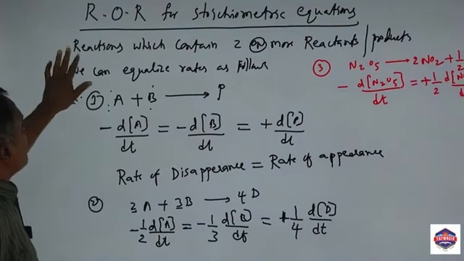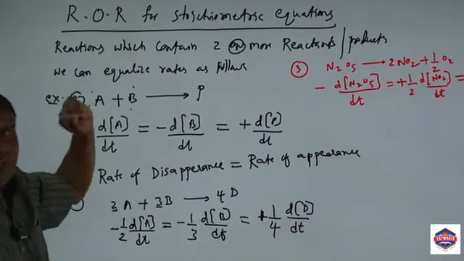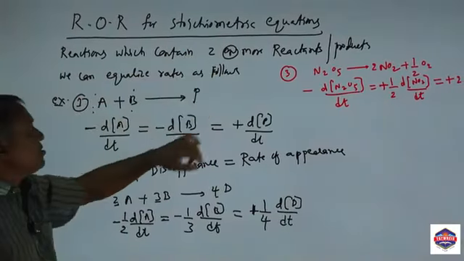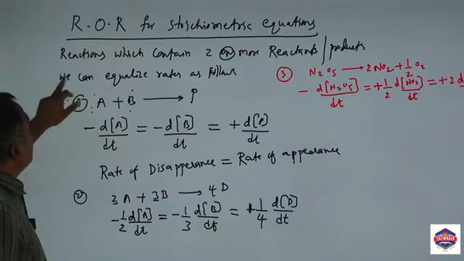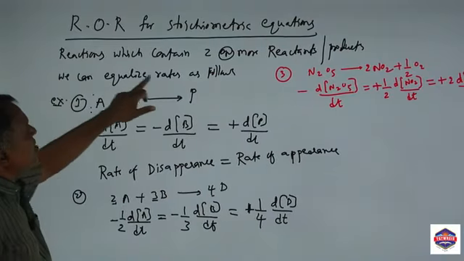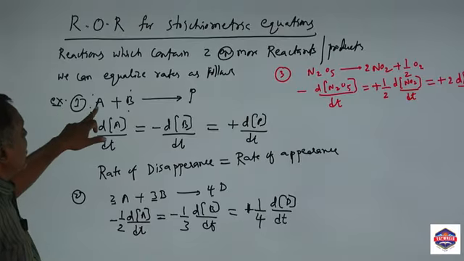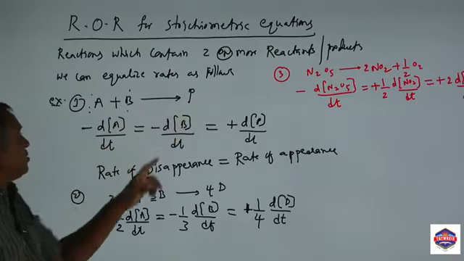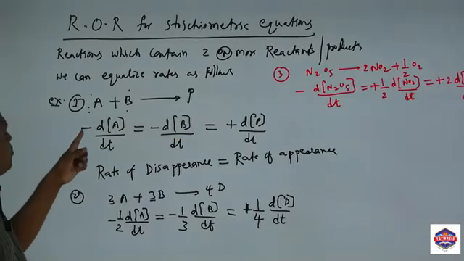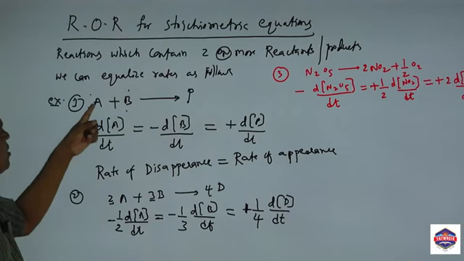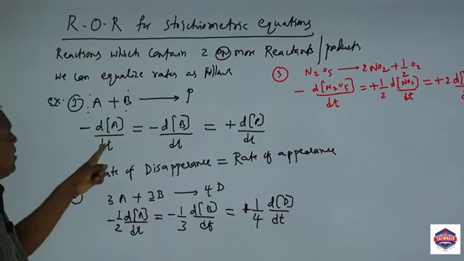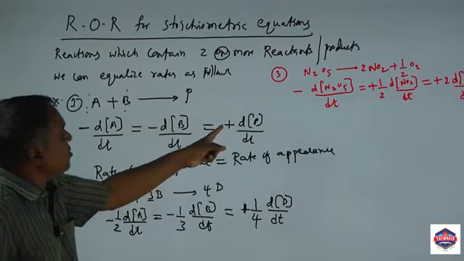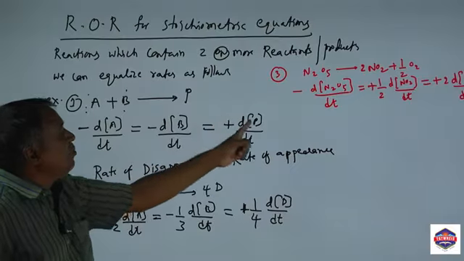So again I will explain this one. Rate of reaction for stoichiometric equations is useful for reactions which contain 2 or more reactants or products, because for those we can equalize the rates. For example, take A plus B gives product P. A and B are the reactants, P is the product. Here, since these are reactants, you must place a negative sign before the rate of reactant A. Minus dA by dt is equal to minus dB by dt, and since P is the product, you place a positive sign, and the rate of P is dP by dt.